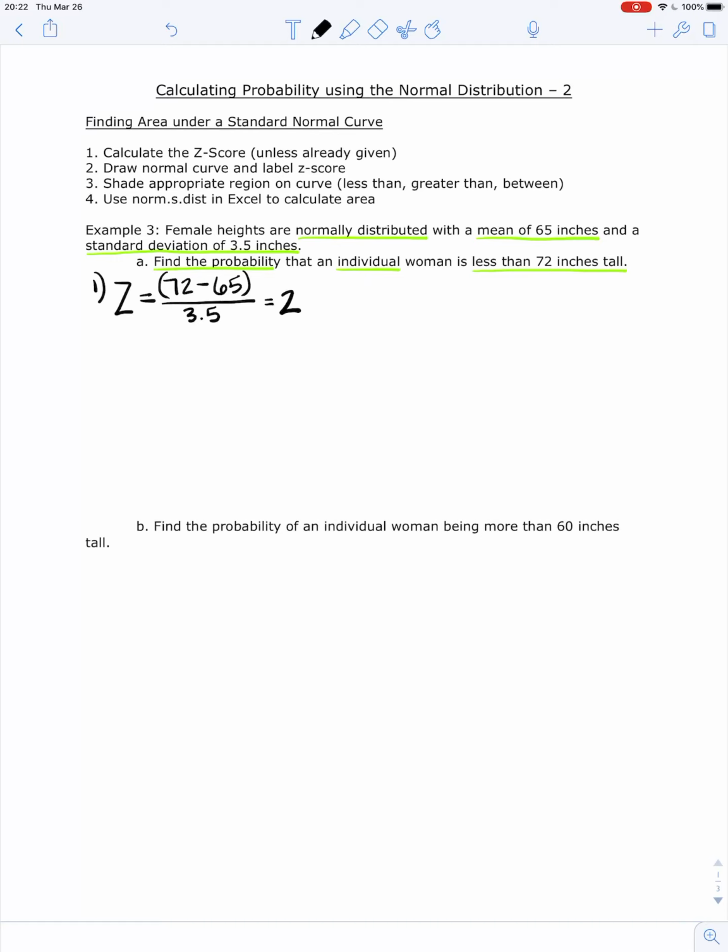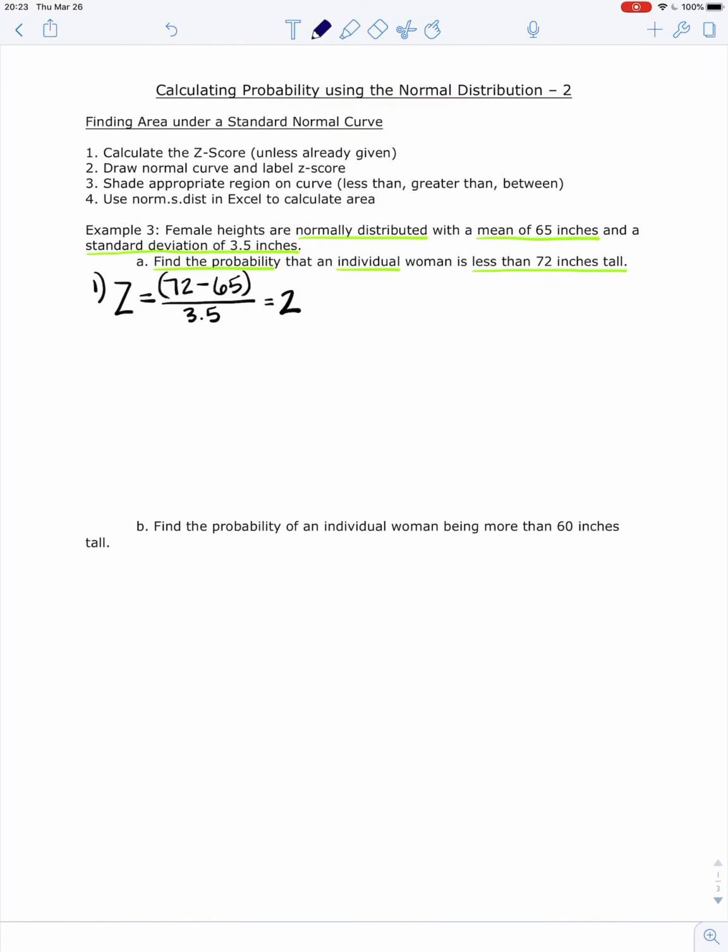Now, we do have the empirical rule that we could use to approximate this, but remember, the empirical rule was approximations. We want to be much more precise in our answers now. So we're not going to just say, oh, well, it's 2, I can use the empirical rule. No, that's not allowed. Okay, so that's the first step. Second step, draw the normal curve and label the z-score.